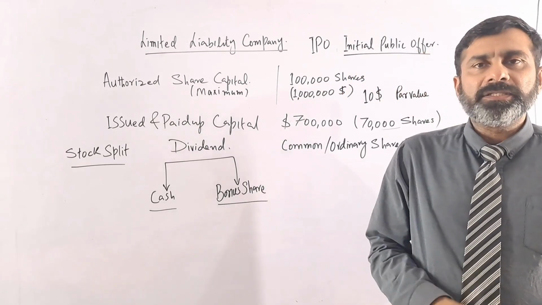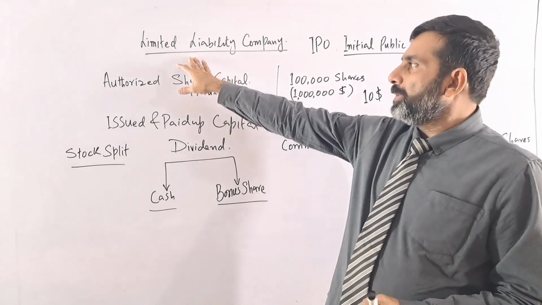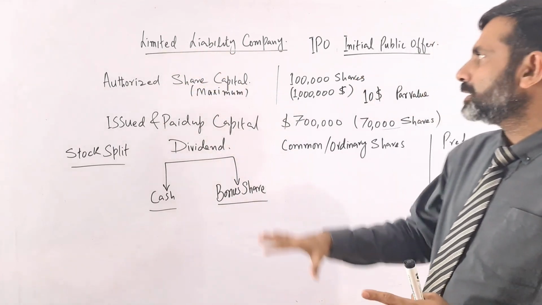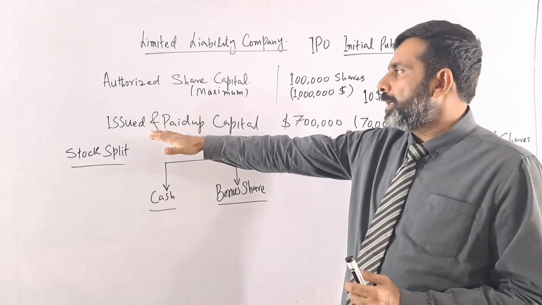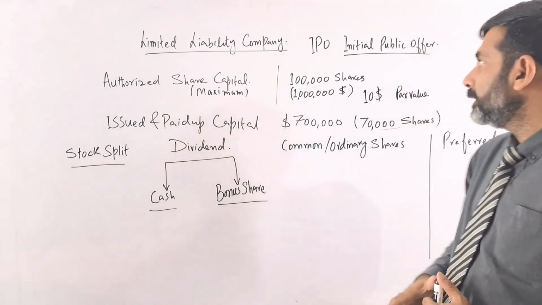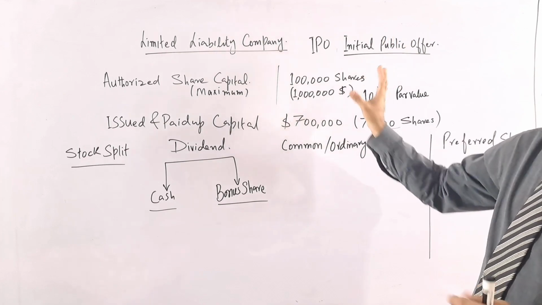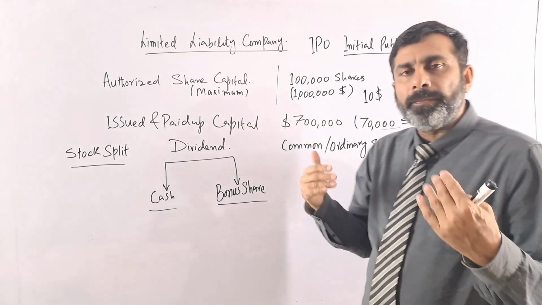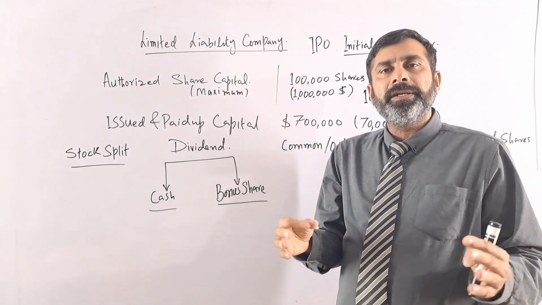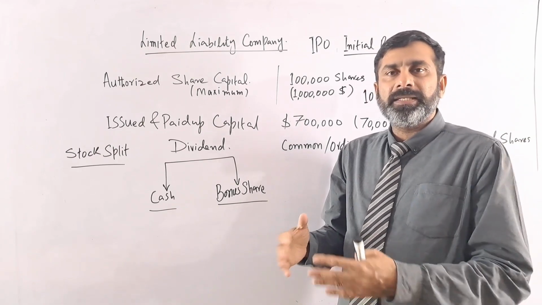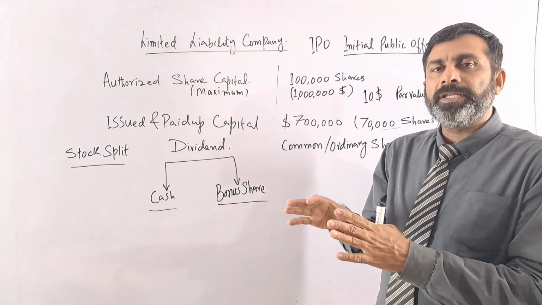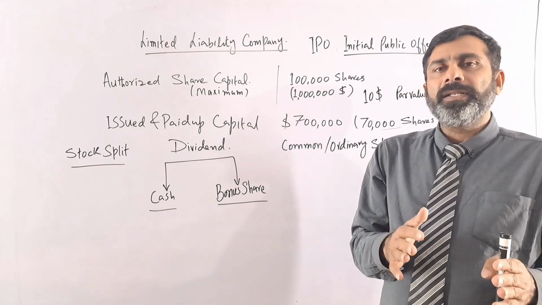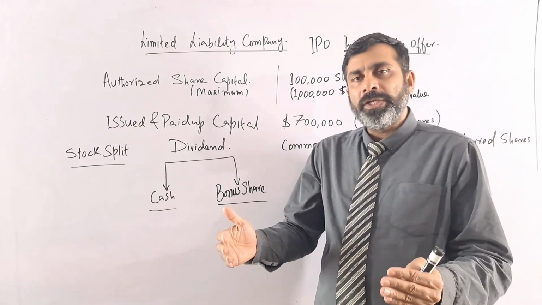In the previous lectures, we were discussing the limited liability company, and we have discussed the concept of authorized share capital, the concept of issued and paid up capital, and the initial public offering. So how is a new company set up? The promoters are starting a new business, a new company, so they have to register the company, they have to register the share capital, and after that they will give the offer to the general public.